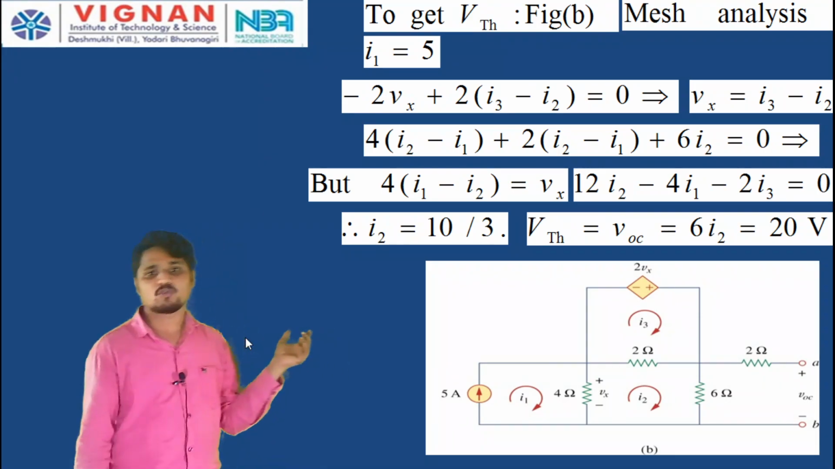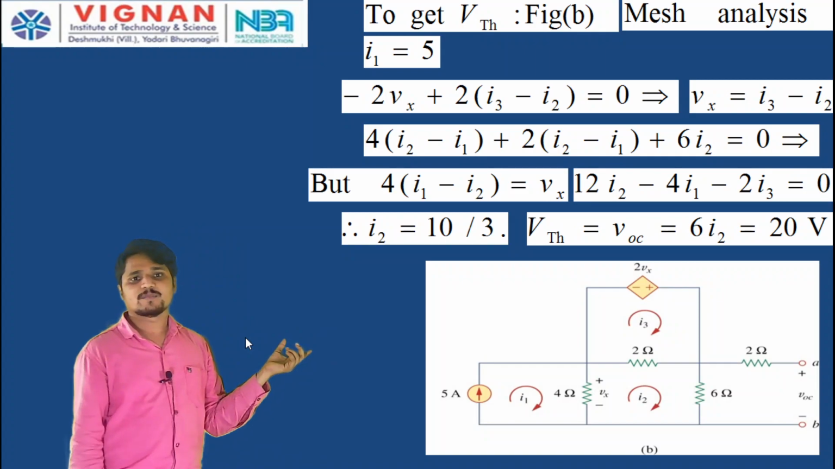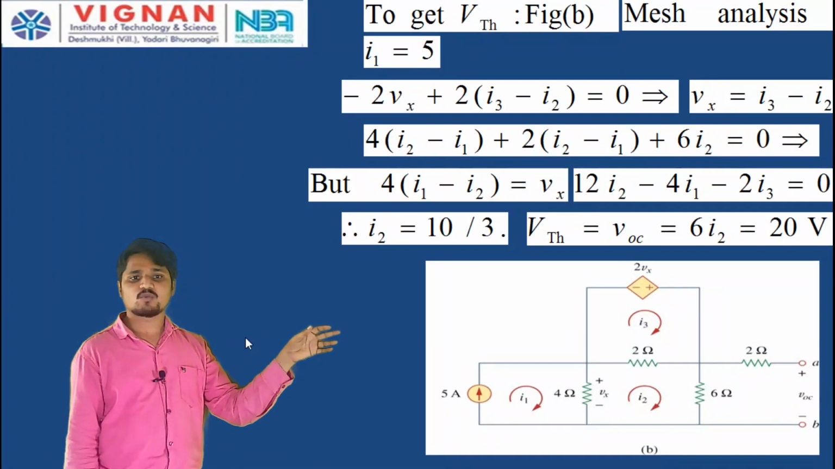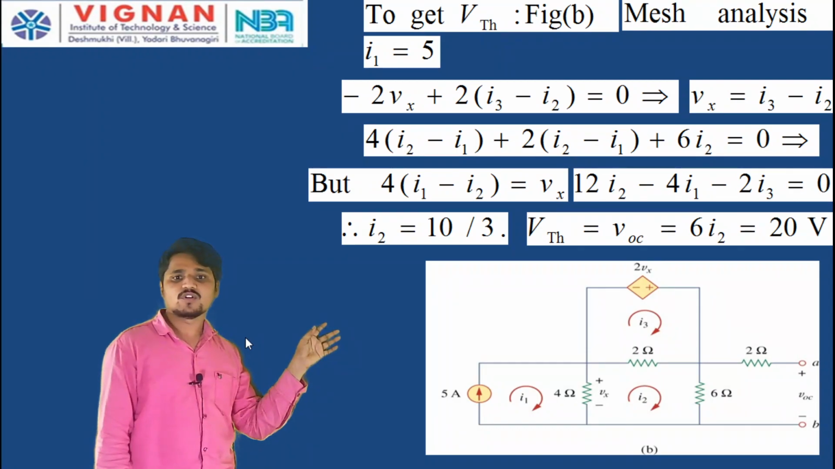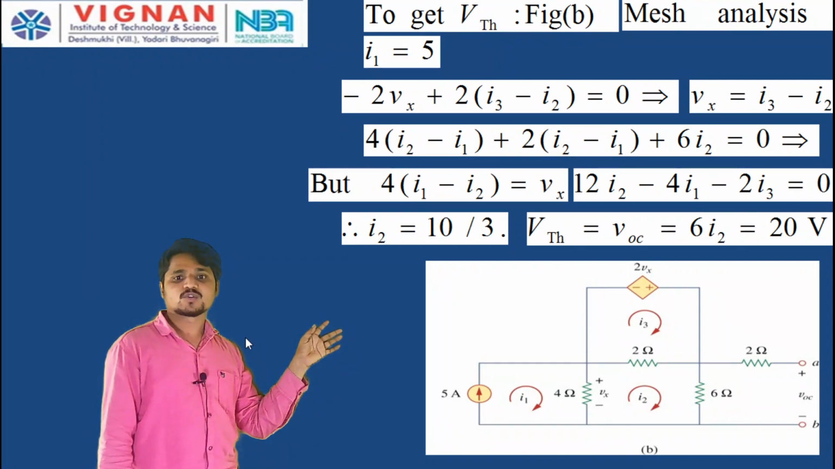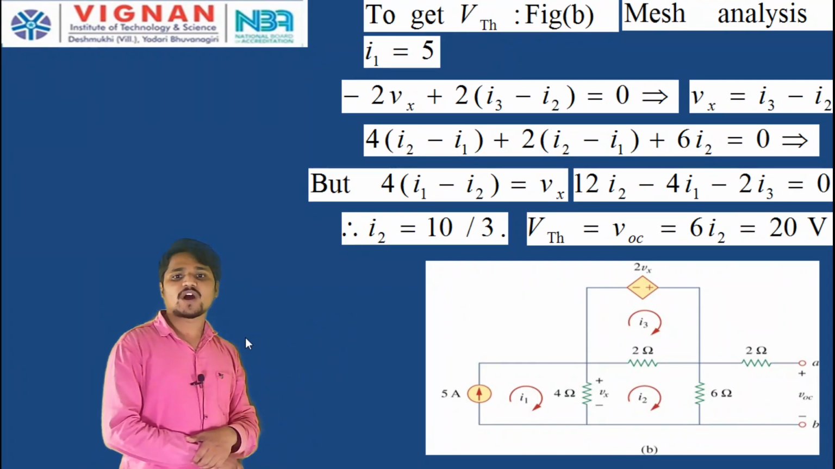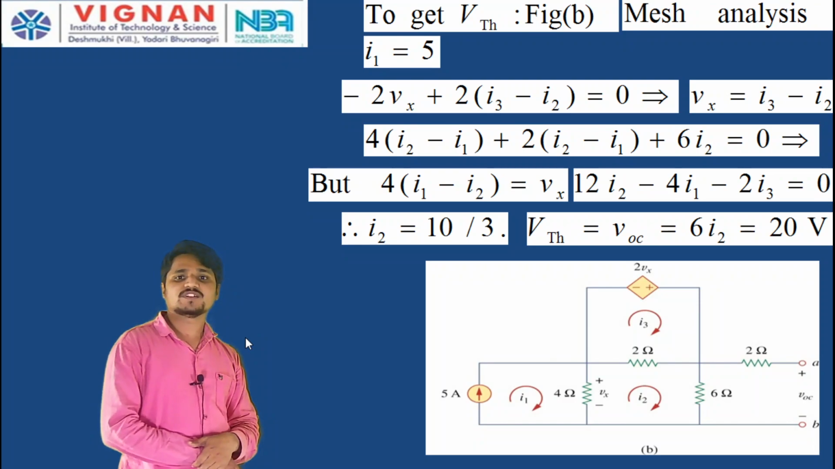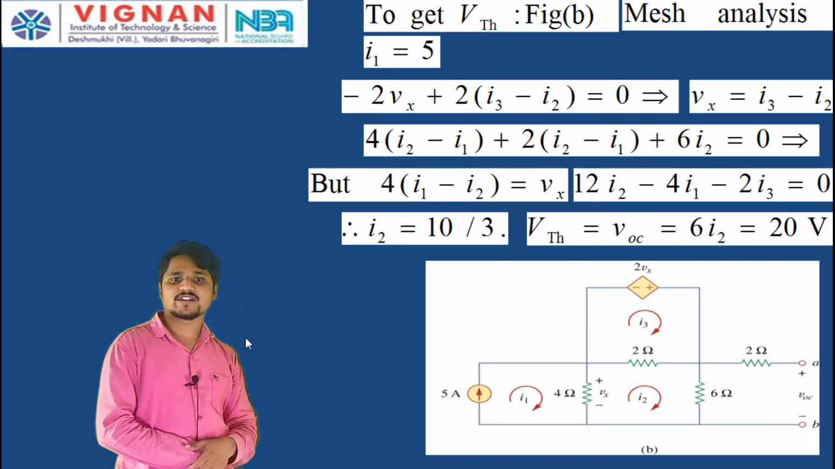Now, apply the Kirchhoff voltage law in mesh 1, mesh 2 and mesh 3 respectively. Here I1 is equal to 5 amperes directly, because the 5 ampere source is there. Next, apply the Kirchhoff voltage law in mesh 2. Therefore, 2 Vx plus 2 into (I3 minus I2) equals 0. From this, Vx is equal to I3 minus I2, you can get it.